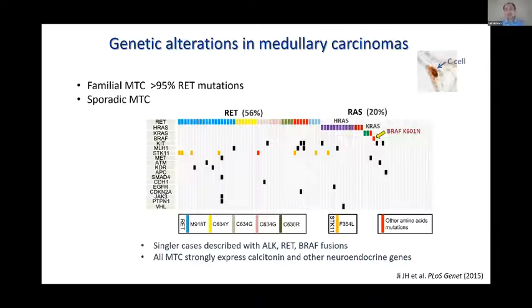So just one slide on medullary carcinoma, for the sake of covering all well-differentiated cancers. These tumors, as you know, can be familial or sporadic. In sporadic tumors, about 60% of them have RET mutations, sometimes indels, but mostly point mutations. About 20% have RAS mutations. And there are some very rare occasional BRAF non-V600E mutations and a few other alterations found in these tumors.